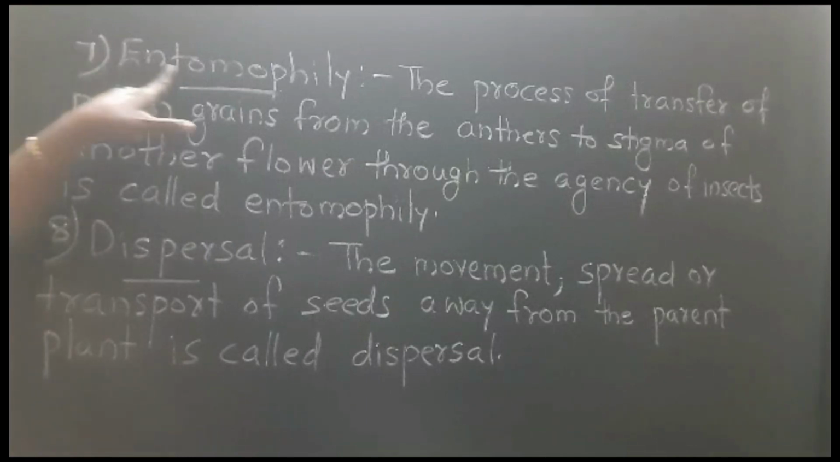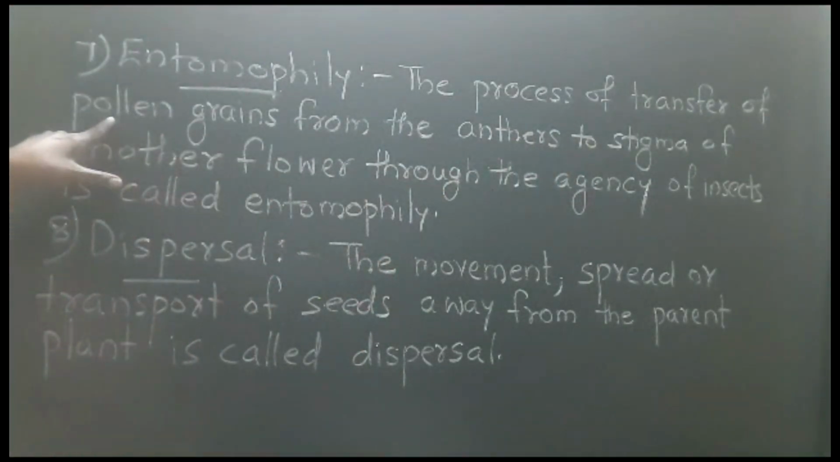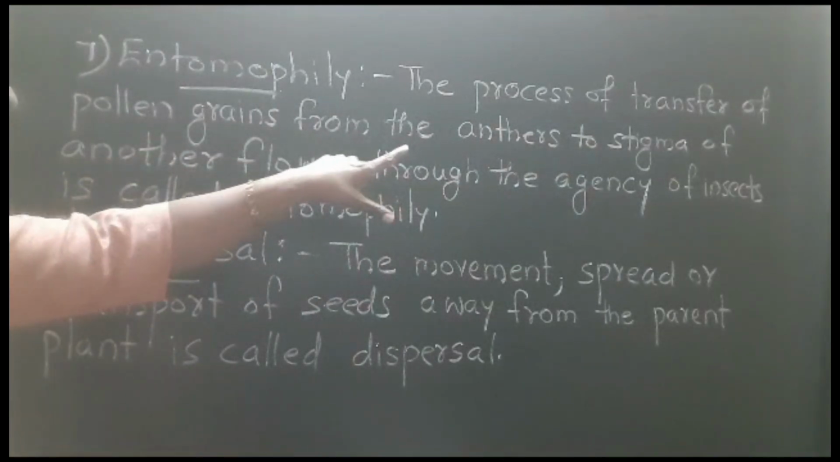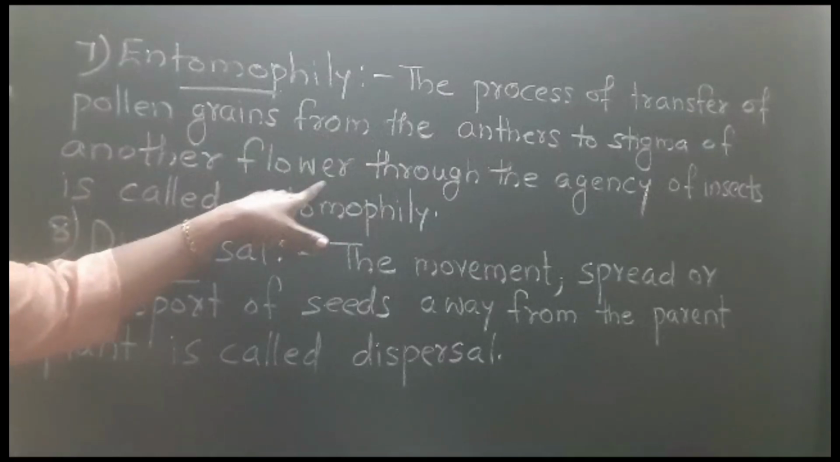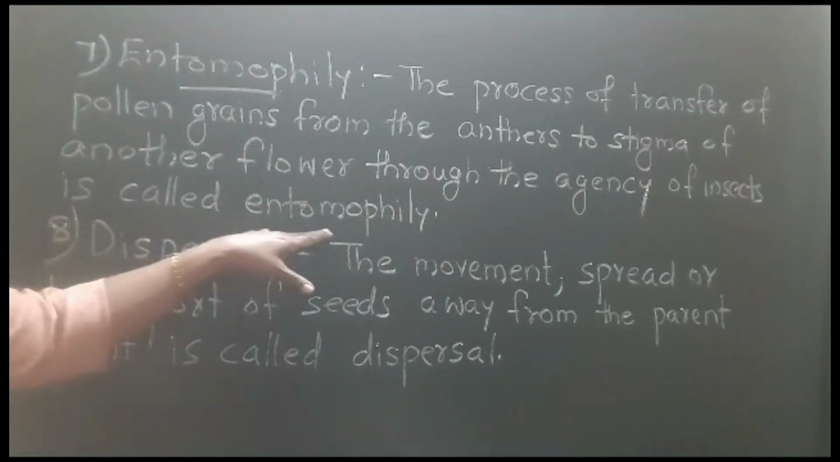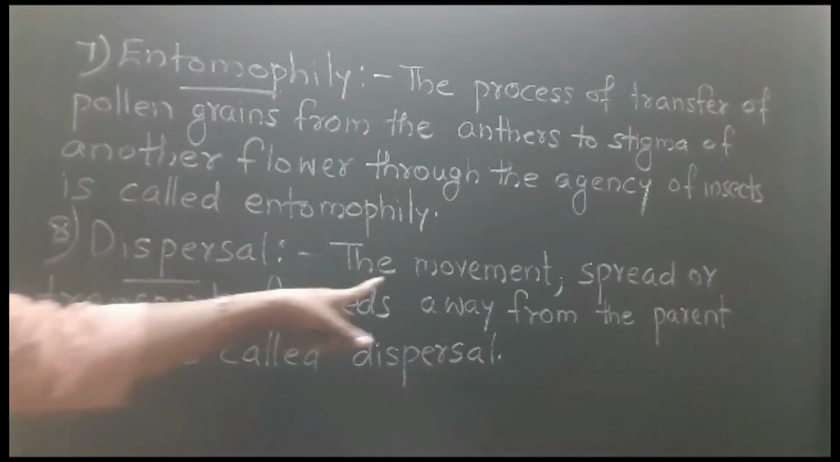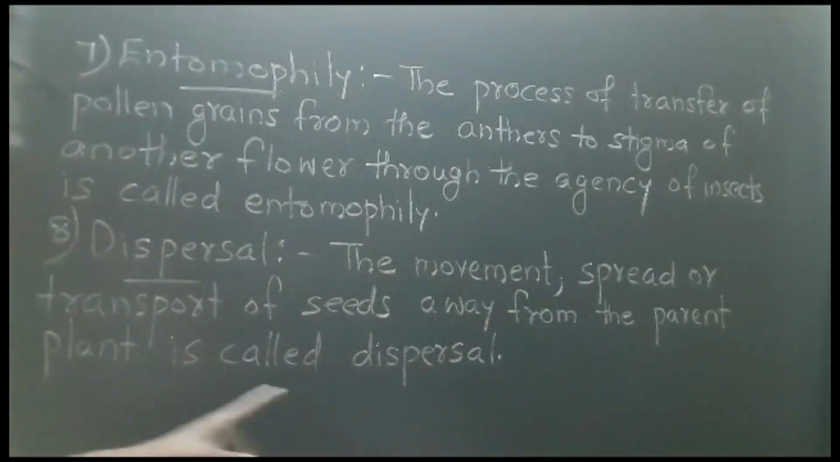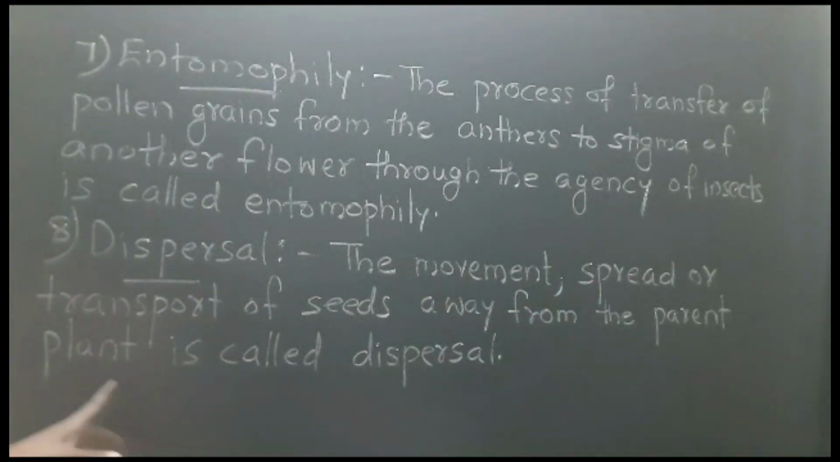7, entomophily. The process of transfer of pollen grains from the anthers to stigma of another flower through the agency of insects is called entomophily. 8, dispersal. The movement, spread or transport of seeds away from the parent plant is called dispersal.